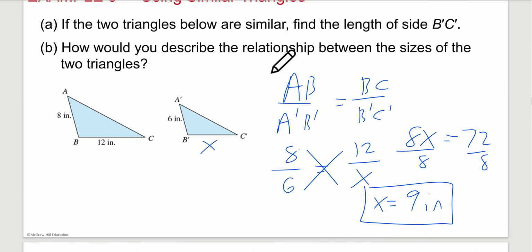If they want us to describe the relationship between the sizes of the two triangles, you can simply look at the ratio of one pair of sides. So the bigger triangle would have a ratio of 8 to 6 compared to the smaller triangle, or we could simplify this ratio to 4 to 3. So we would say that the two triangles are in a ratio of 4 to 3.